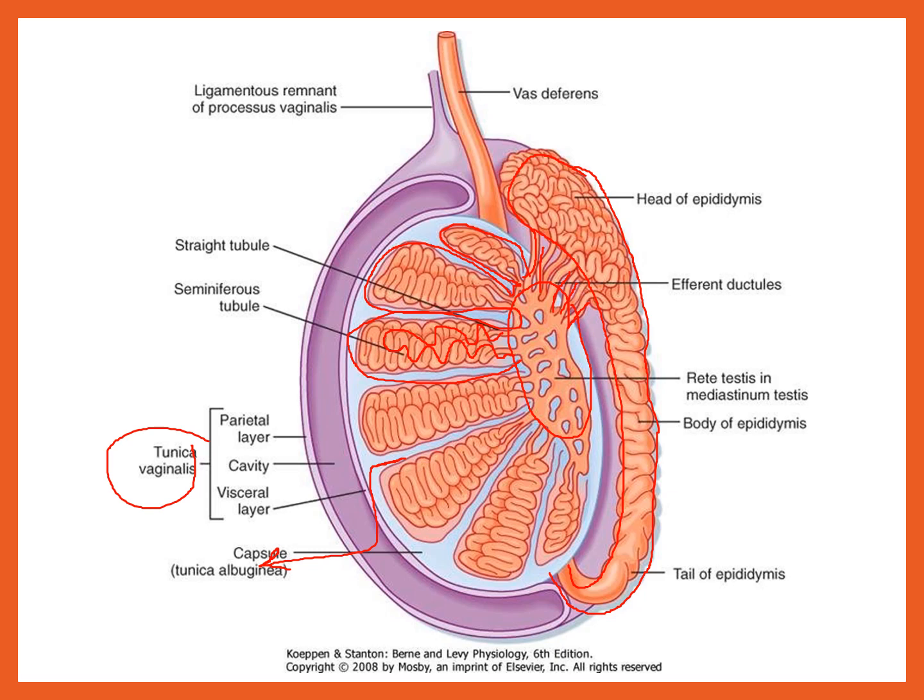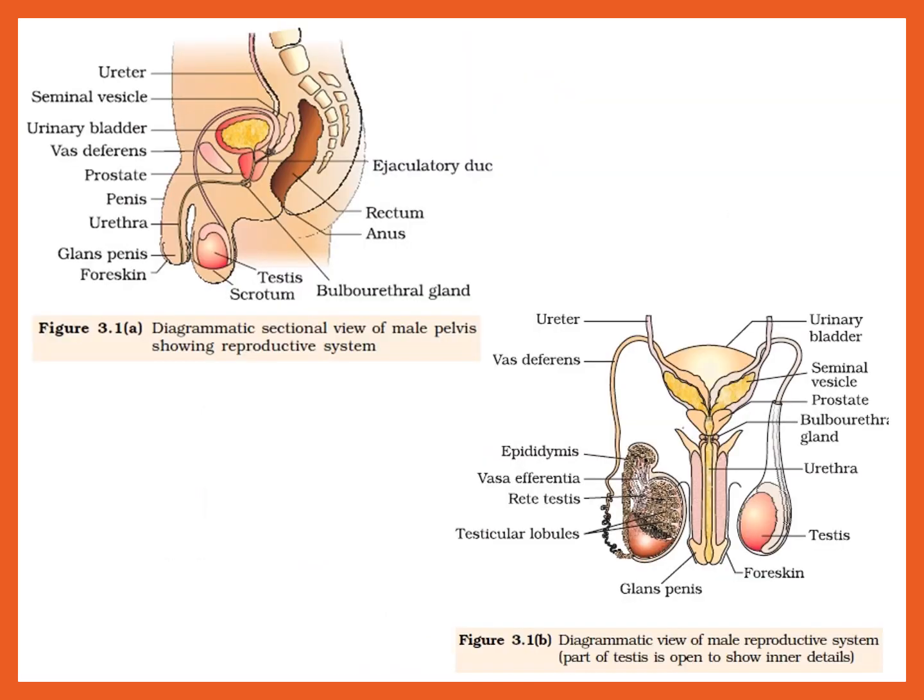And from the epididymis, you have this structure which arises, which is called the vas deferens. So here you have vasa efferentia, and here you have the vas deferens. So we can say that the epididymis connects the testis part with that of the vas deferens.